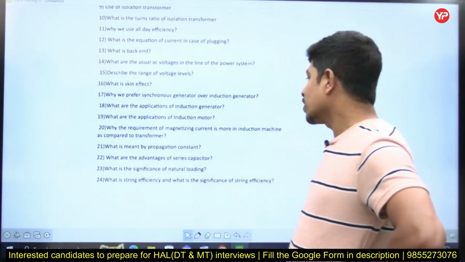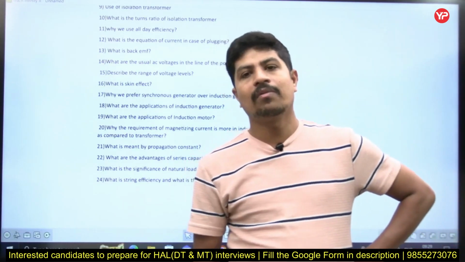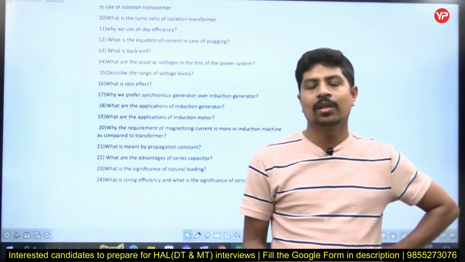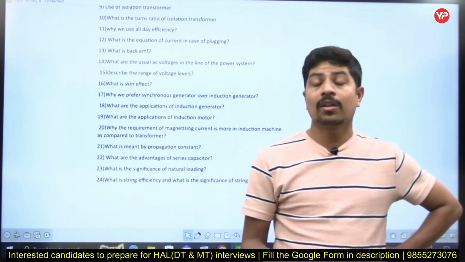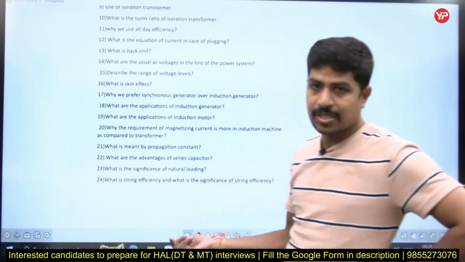What is next? What are the advantages of series capacitor? In voltage control we have several methods like series capacitor, shunt capacitor, synchronous condenser, synchronous phase modifier for improving voltage. Series capacitor has some advantages. He is asking what are the advantages of series capacitor.